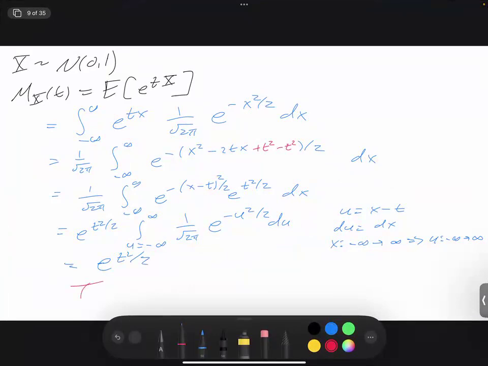And so our theorem is if x is normal with mean 0 variance 1, then the moment generating function of x is just e to the t squared over 2.